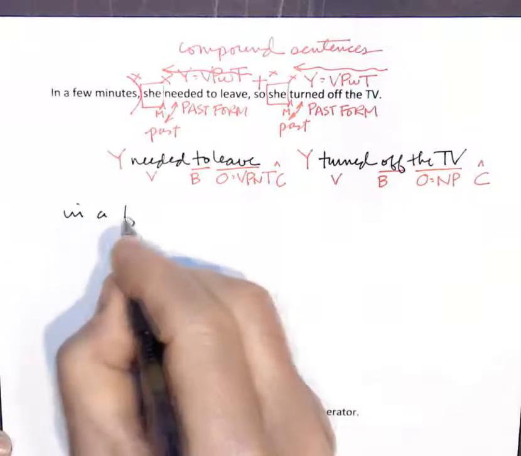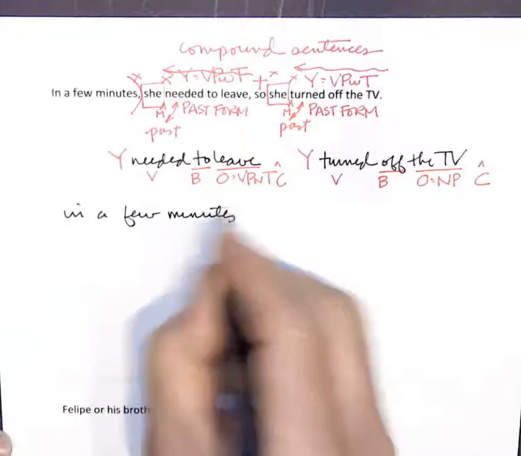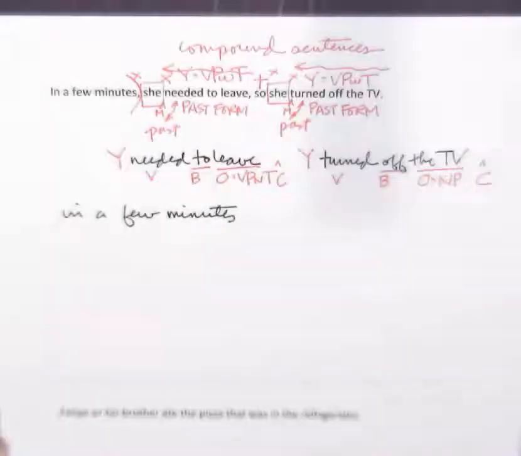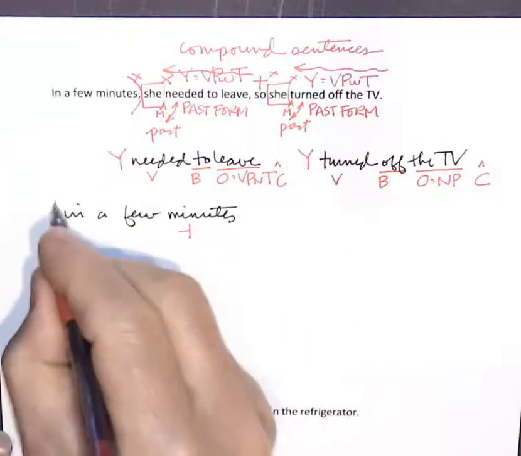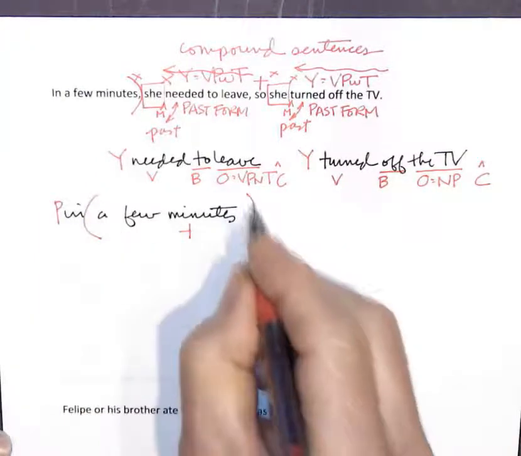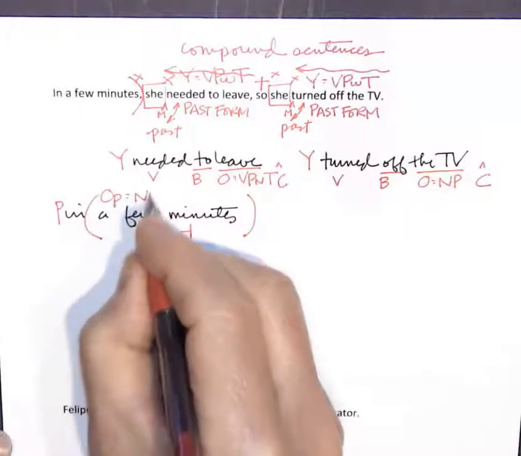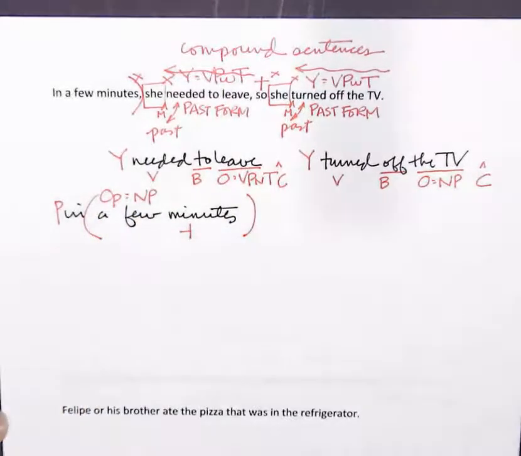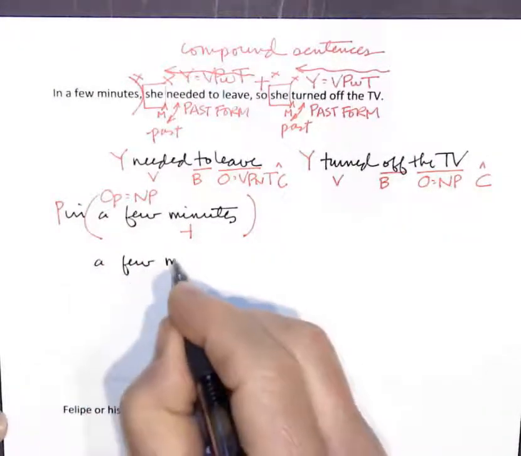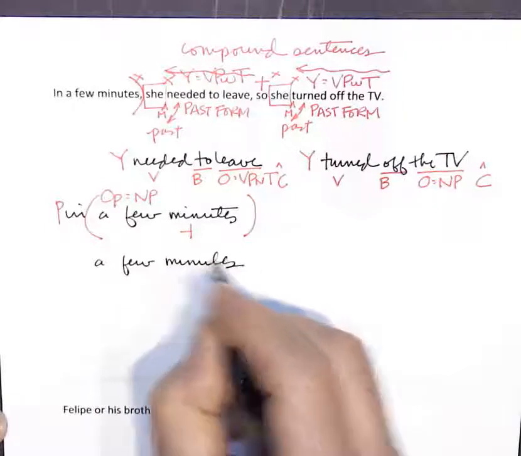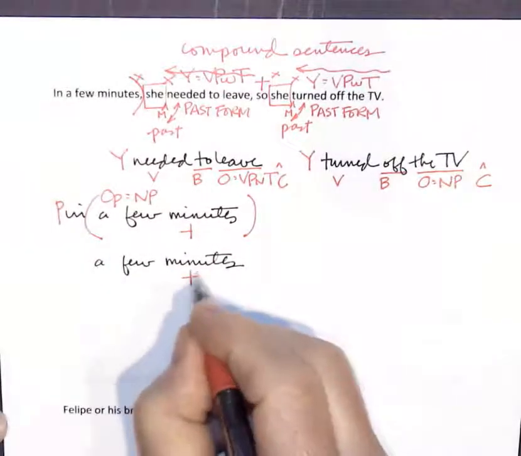In a few minutes. In is the preposition. The object of the preposition is a noun phrase. Let's rewrite the noun phrase. I kind of went a little bit too fast. In a few minutes. And minutes is the head.